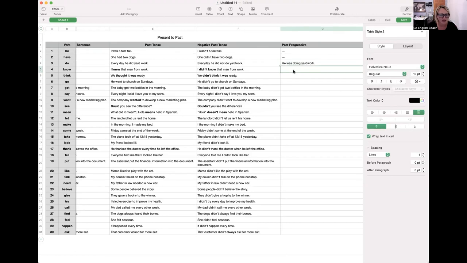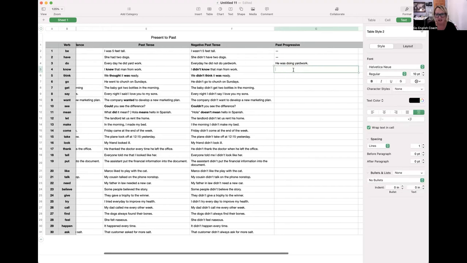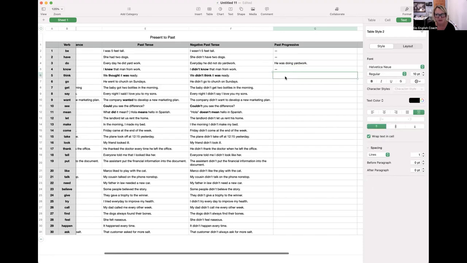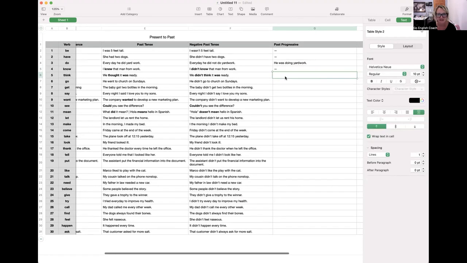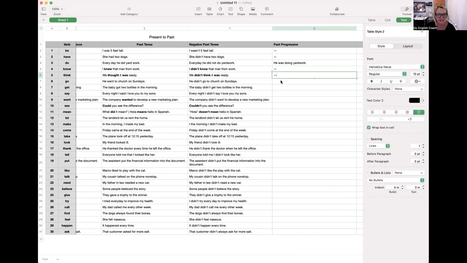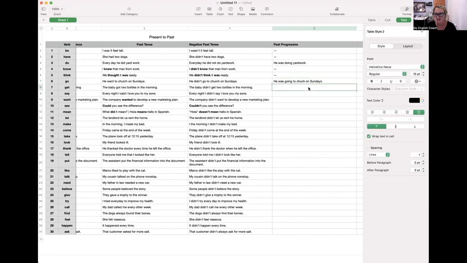Let's see. So I knew that man from work. We're not going to put this in the past progressive because it's the verb to know. It's a non-action verb, so we're not going to use ing. Same thing with this one. He went, he was going to church on Sundays. This one is an action verb, so you can use that. We'll do a couple more together, and then I would like for you guys to do the rest.